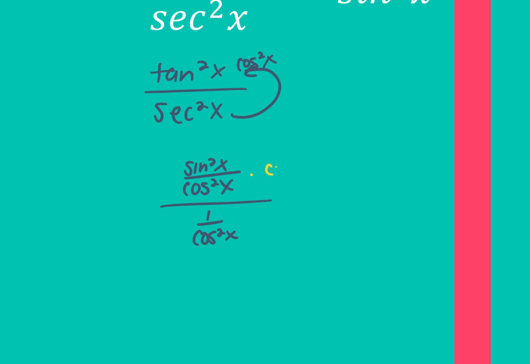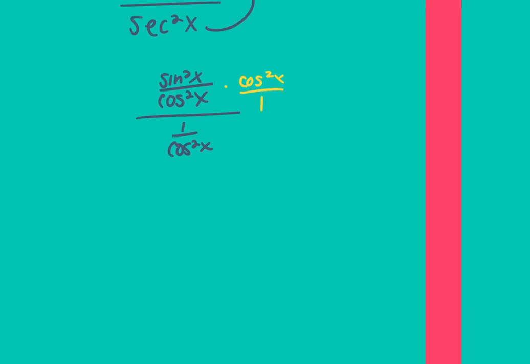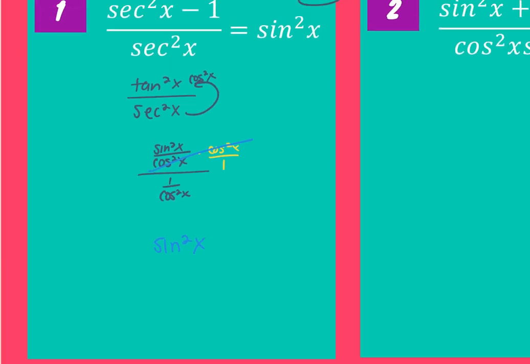Eventually, I'd want to get it to the top, even if I had to do keep, change, flip. I would want to get it to the top, and then my cosines are going to cancel out, and I get sine squared x, which is my goal. Last step, you always want to rewrite the left side equals the right side. To get the left side to equal the right side, you've got to figure out sometimes you're going to be working different sides.